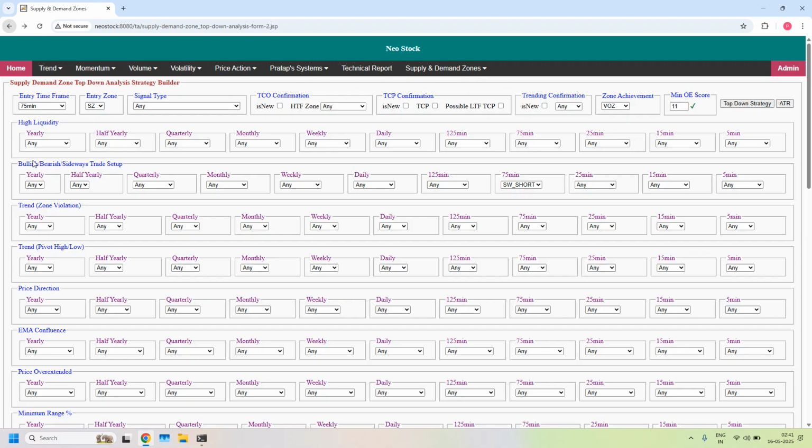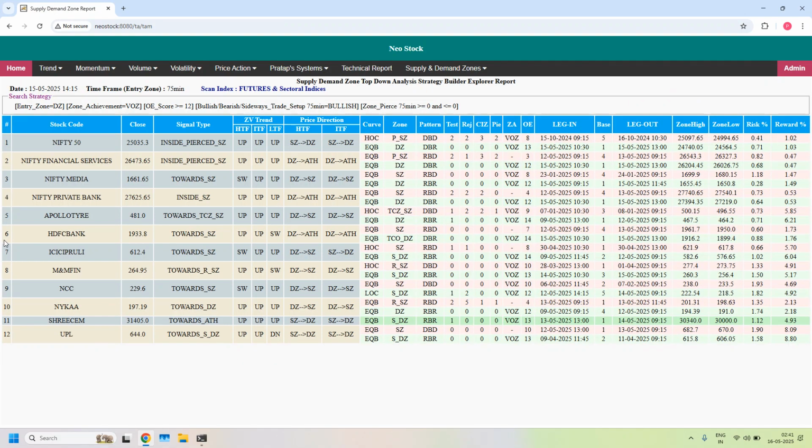Next, bullish trade setup for weekly income trade, entry time frame demand zone. Here at 75 I am selecting bullish. The only change is the order enhanced score should be 12. This time all the 3 filters are applied to the 75 minutes demand zone. 12 stocks are filtered.